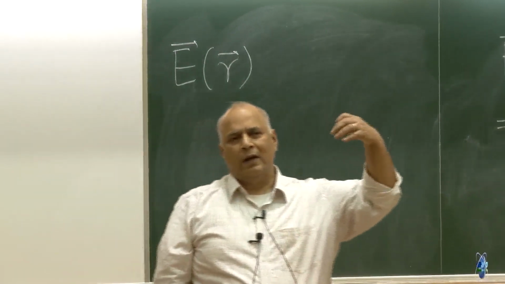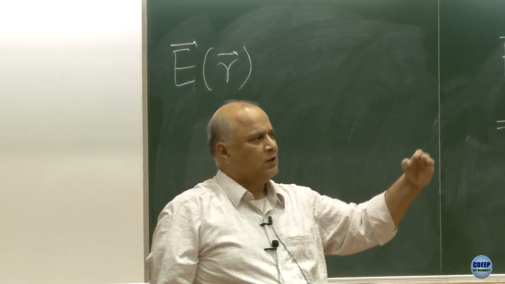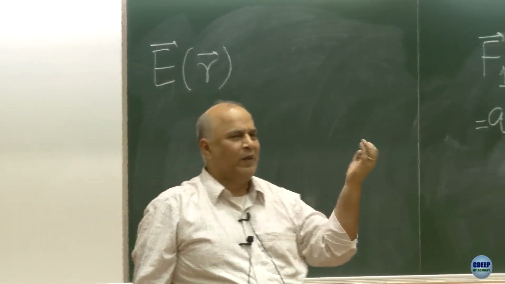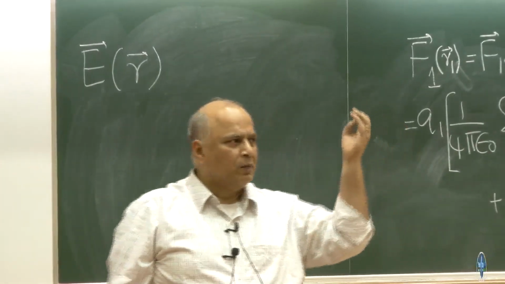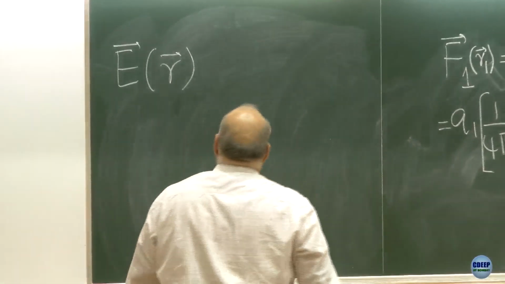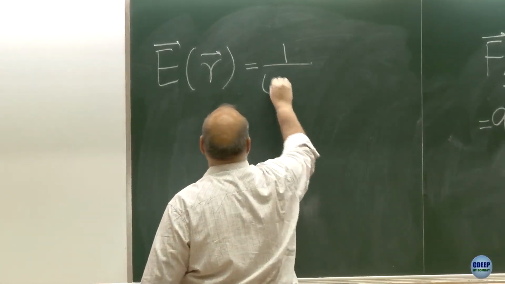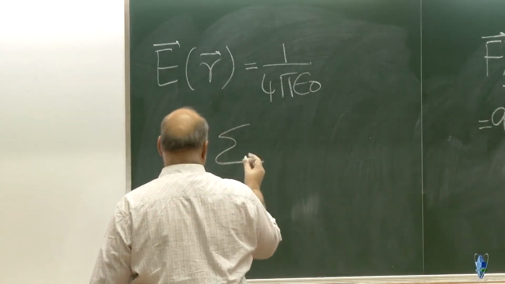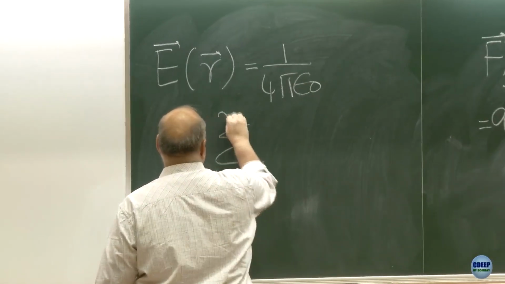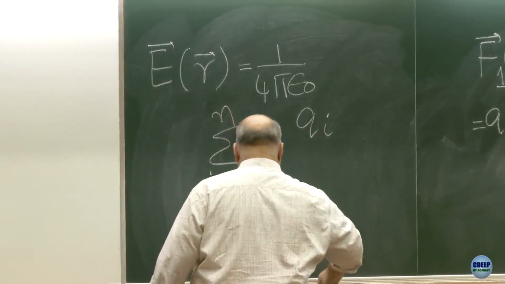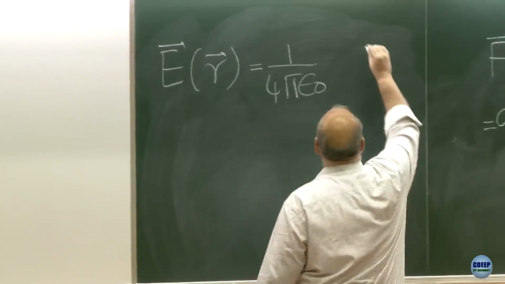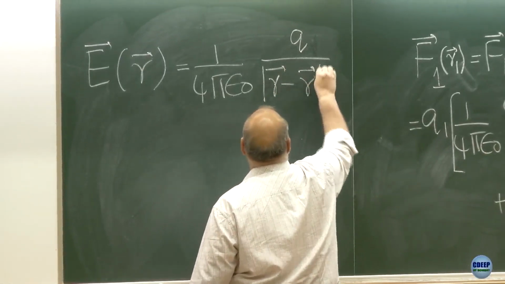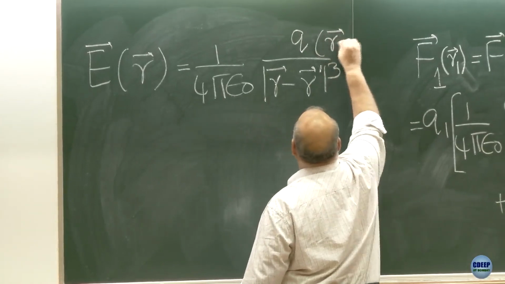So, let us keep our test charge at the point R, and this electric field is the force that will be experienced by a unit test charge placed at point R. So, this is 1 over 4 pi epsilon naught, sum over i going from 1 to n, Qi, or rather first let me write it for one charge, Q divided by mod R minus R prime whole cube times R minus R prime.